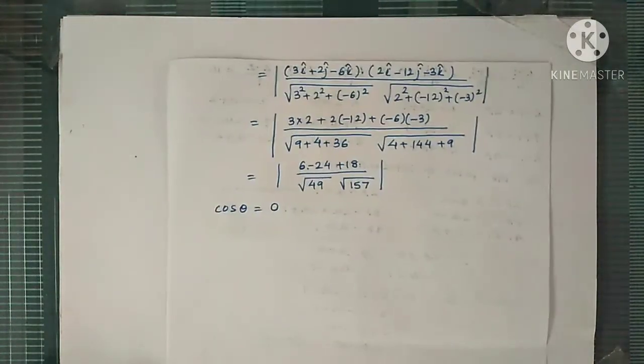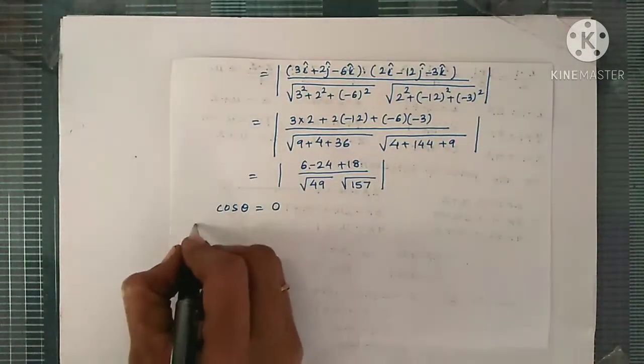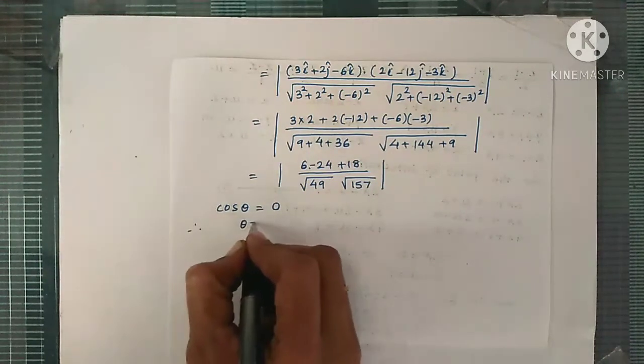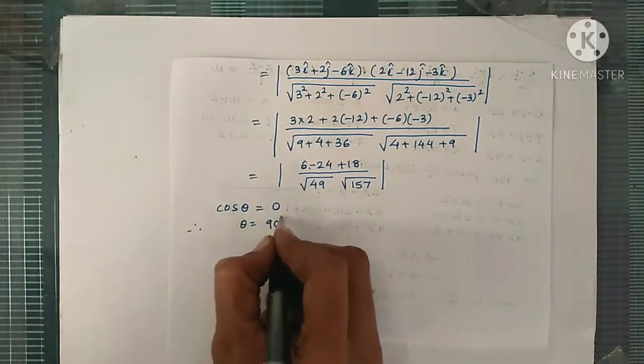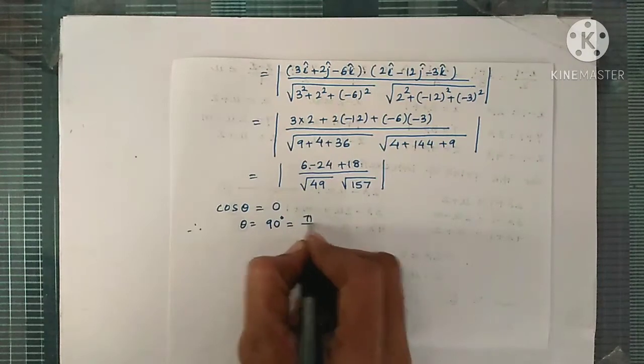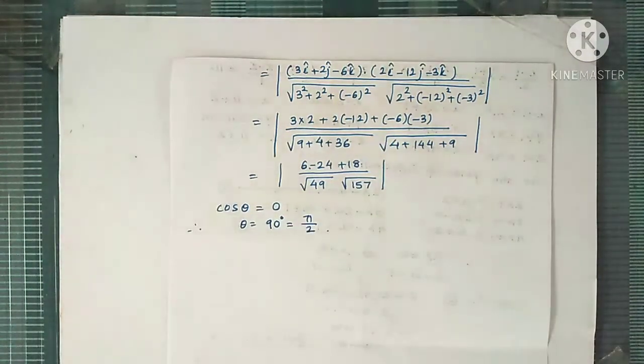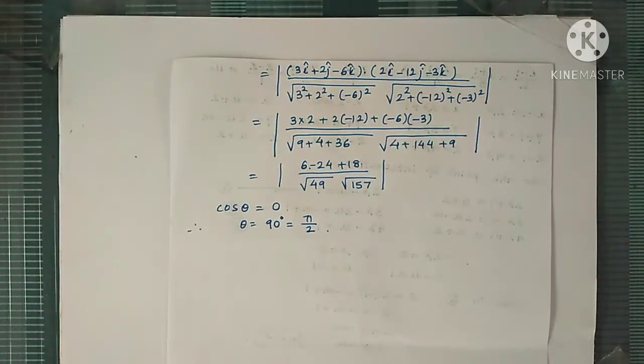That means the lines are perpendicular to each other. Therefore, as the angle is asked, theta is 90 degrees, that is pi by 2 radians.